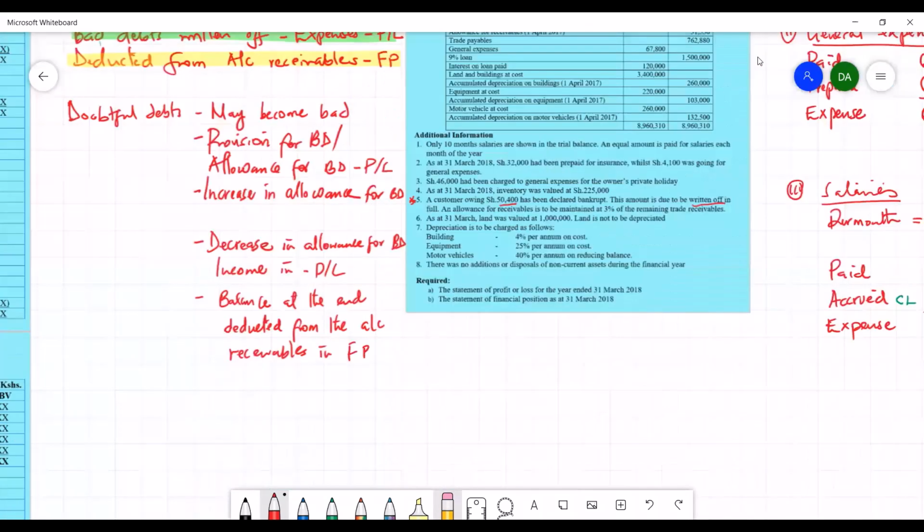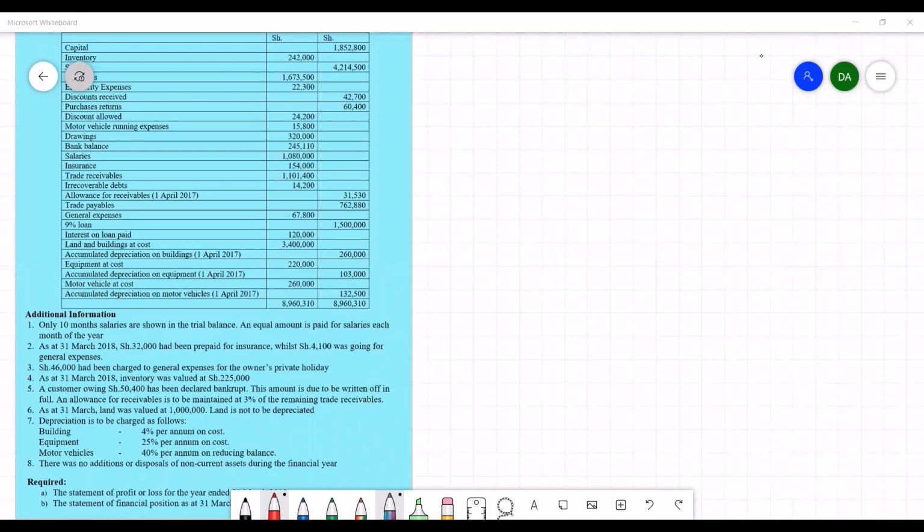Let us focus on the illustration question, and we're still reading additional information number 5. It reads that a customer owing 50,400 has been declared bankrupt. This amount is to be written off in full. An allowance for receivables is to be maintained at 3% of the remaining trade receivables. Now, trade receivables for this year is 1,101,400.